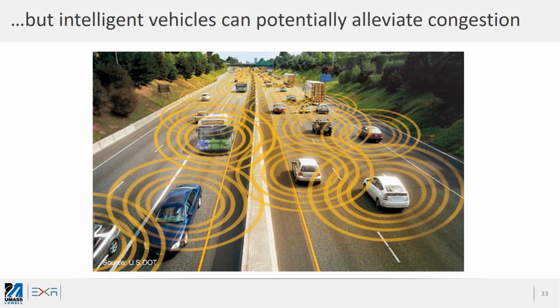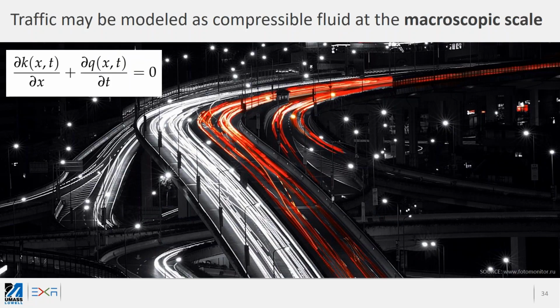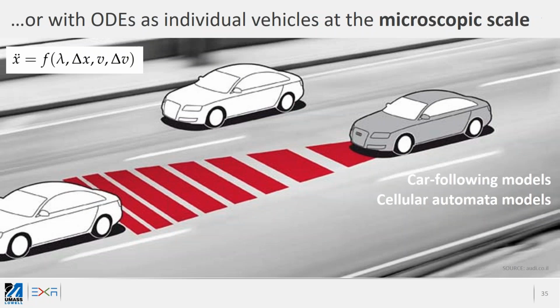And there are lots of existing models. There are fluid flow based models, right? Mechanical engineers would recognize this equation immediately. We've seen compressible fluid flow models, but these only model the traffic at the macroscopic scale, right? So these do not give us the information about what specific vehicles are doing.